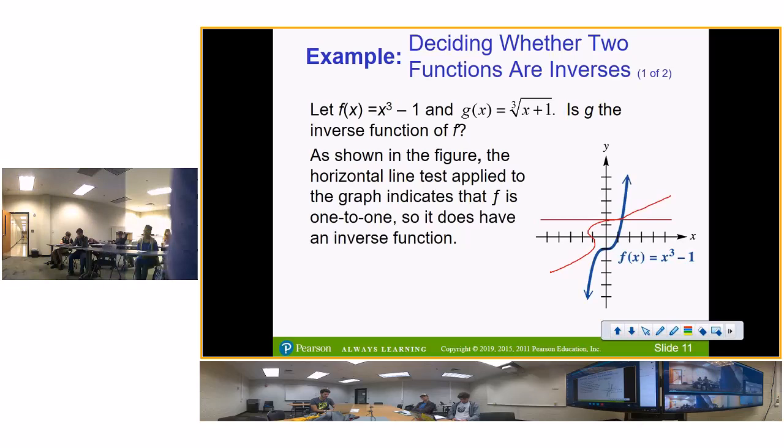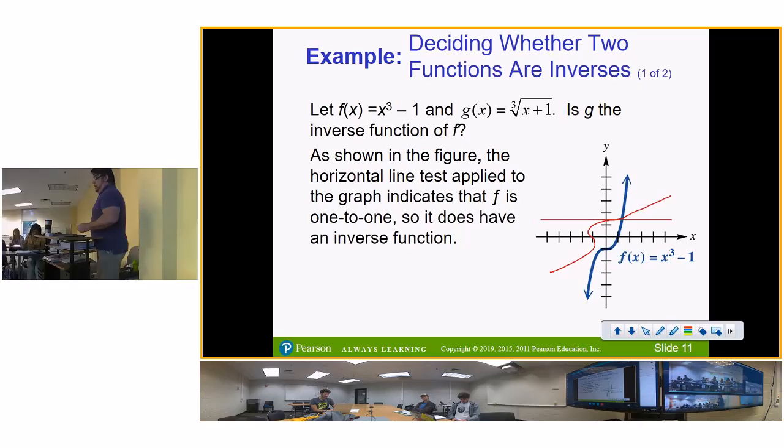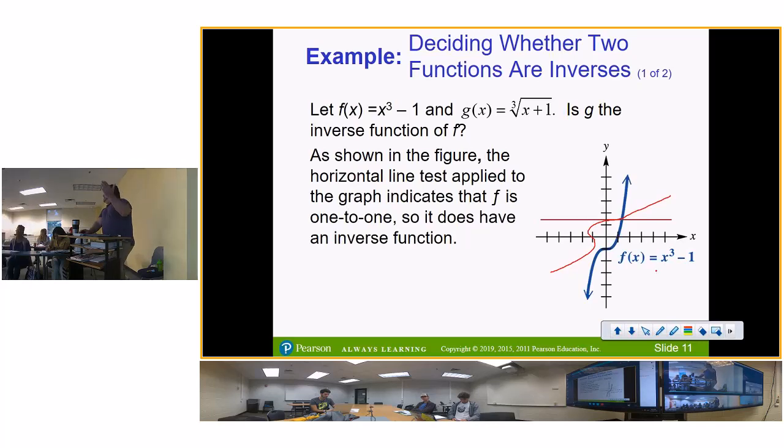So make sure you can graph both of them on your calculator. And you're looking for that symmetry along the 45-degree angle. Usually that's what it is. And of course, is this a one-to-one function? Yes. But again, you got to be careful here. Okay?